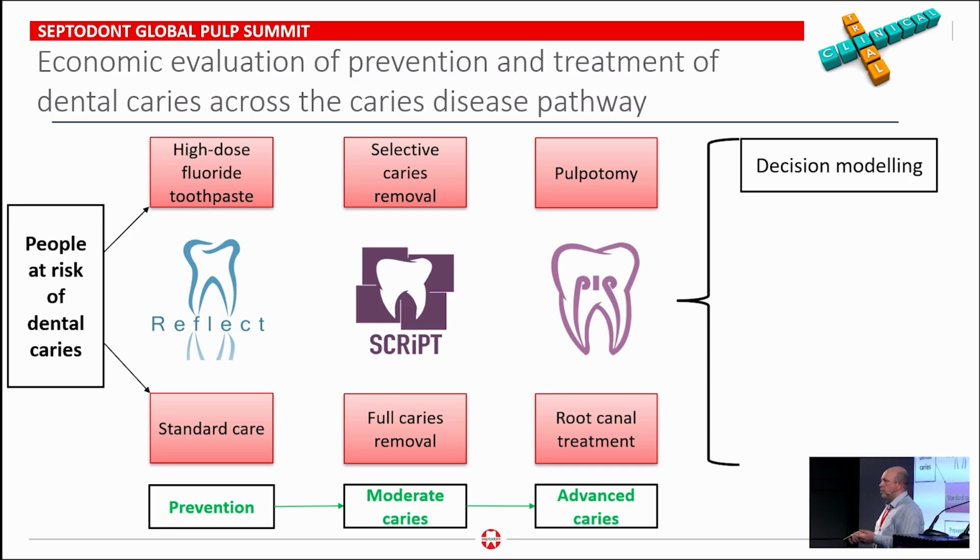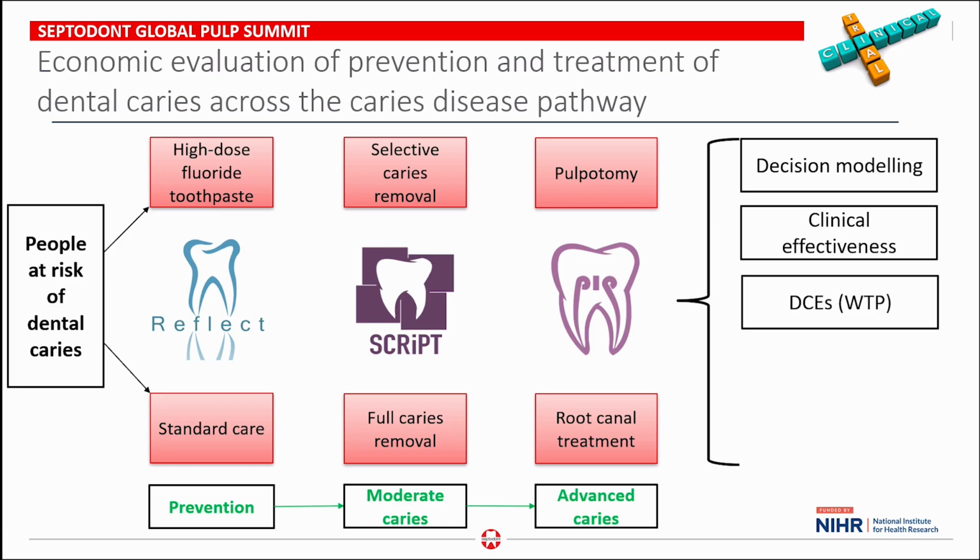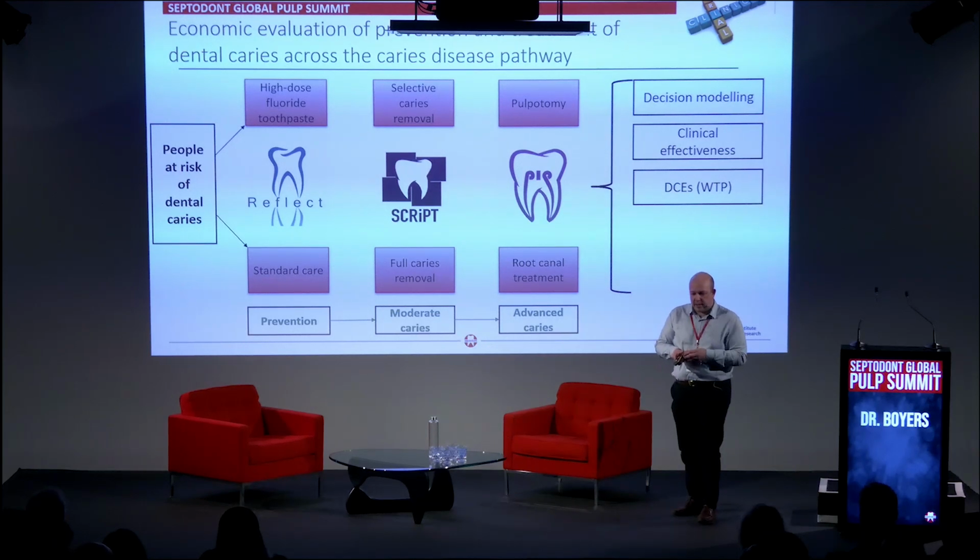Hopefully we never get to the point where we have to do the PIP study because we've had very good prevention up front. Probably unlikely in reality, but we can use decision modeling to map that process. Obviously, we need clinical effectiveness evidence, which treatments work best. We can use discrete choice experiments to understand how patients value treatment.